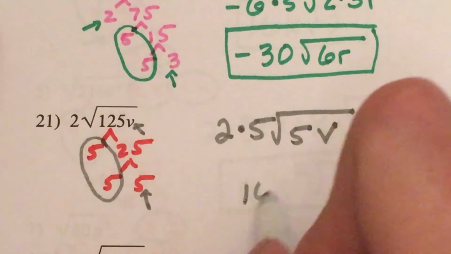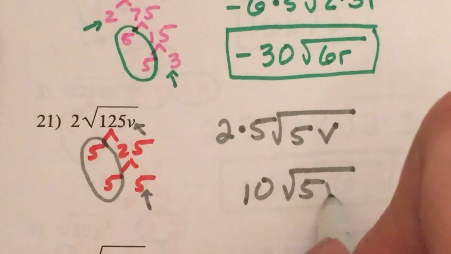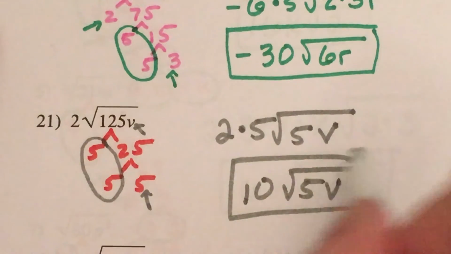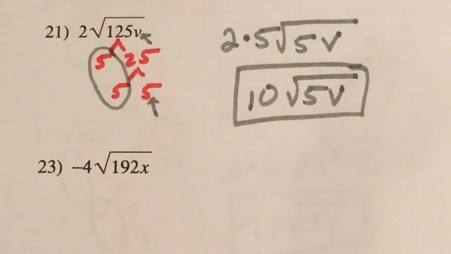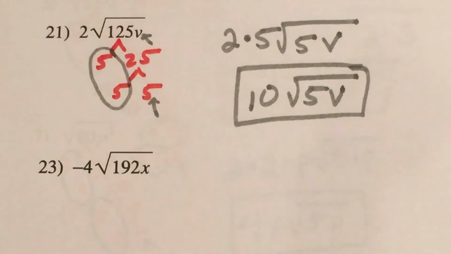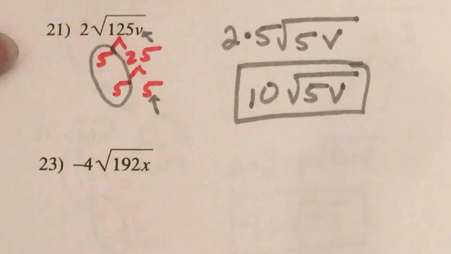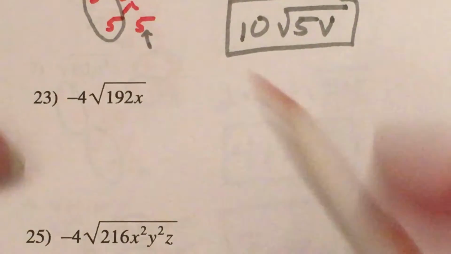What does that give me? 10 square root of 5v. Nice. Is this starting to get smooth? I hope it's starting to get smooth. Let's check out number 23.